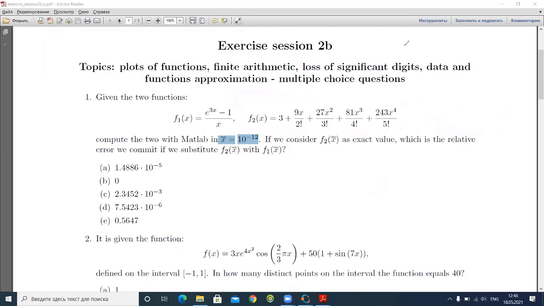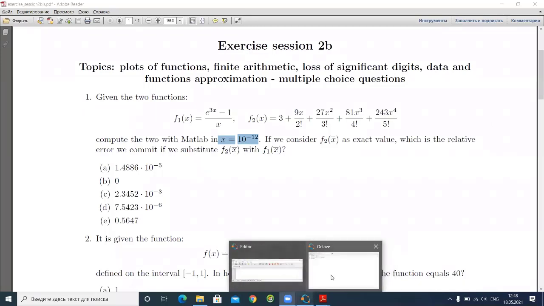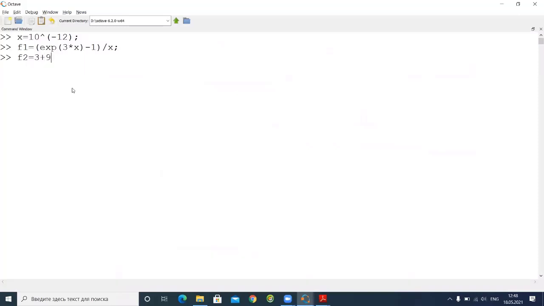Okay, so now we need to consider error between them. They are almost same functions, and now we need to consider error between them. Okay, so 3 plus, let's just quickly type this function, 9x over 2 factorial plus 27 times x square over factorial 3. And now next one will be 4 here, and here it is cube, and here it is 81.